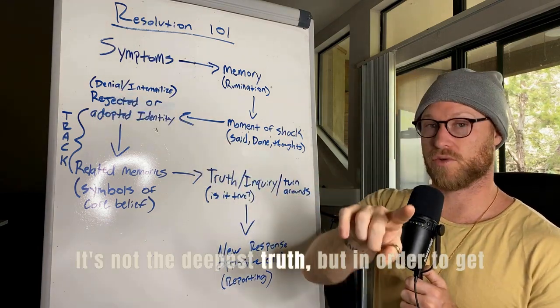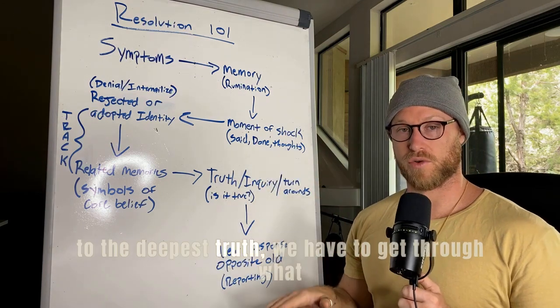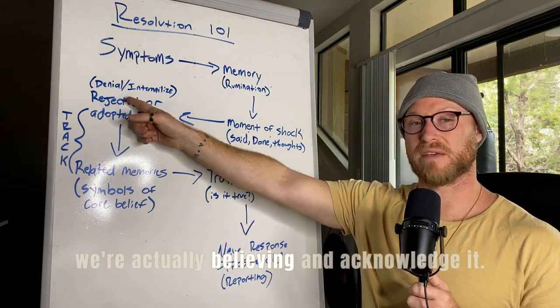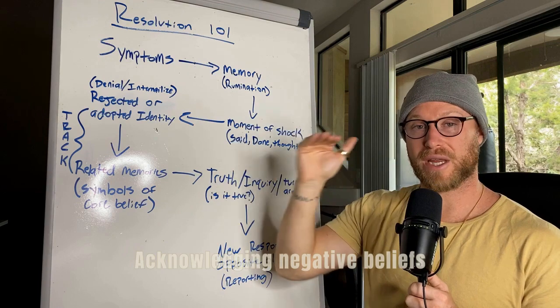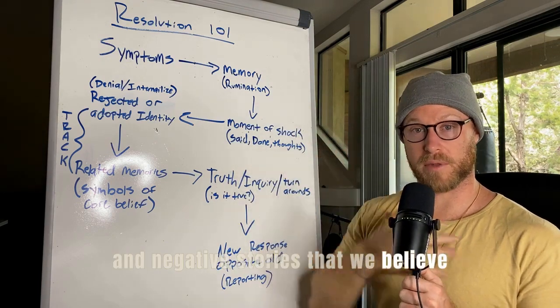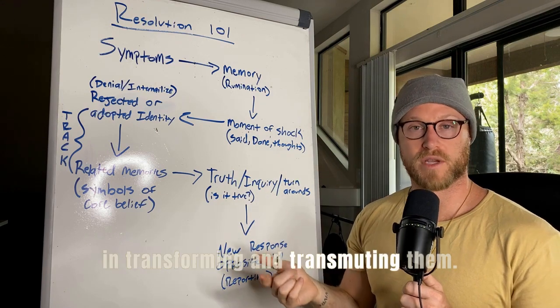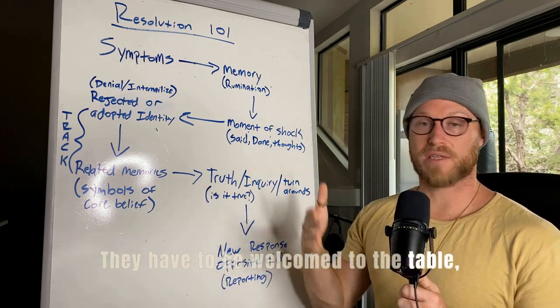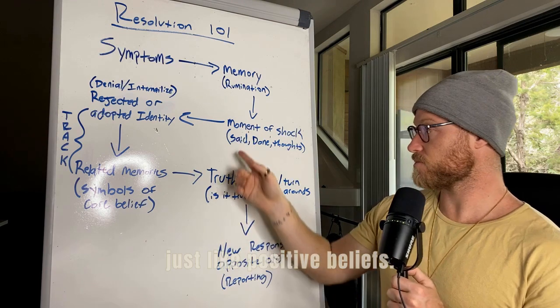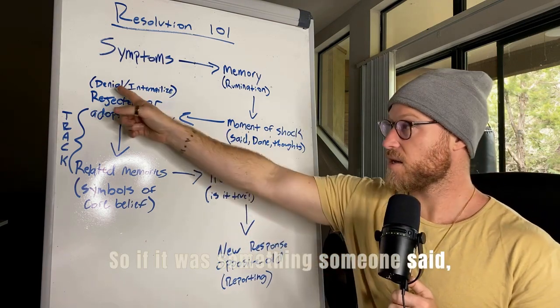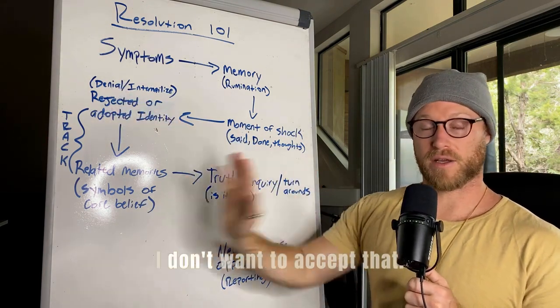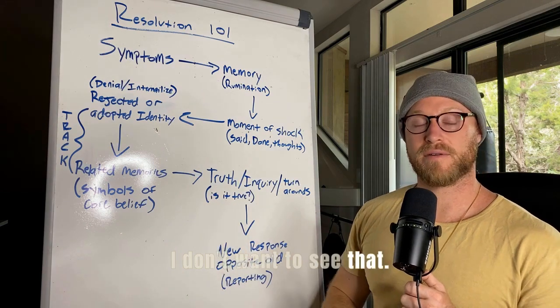It's not the deepest truth, but in order to get to the deepest truth, we have to get through what we're actually believing and acknowledge it. Acknowledging negative beliefs and negative stories that we believe about ourselves is the first step in transforming and transmuting them. They have to be welcomed to the table just like positive beliefs. So if it was something someone said and you go, no, that's not me. I don't want to accept that. I don't want to see that.